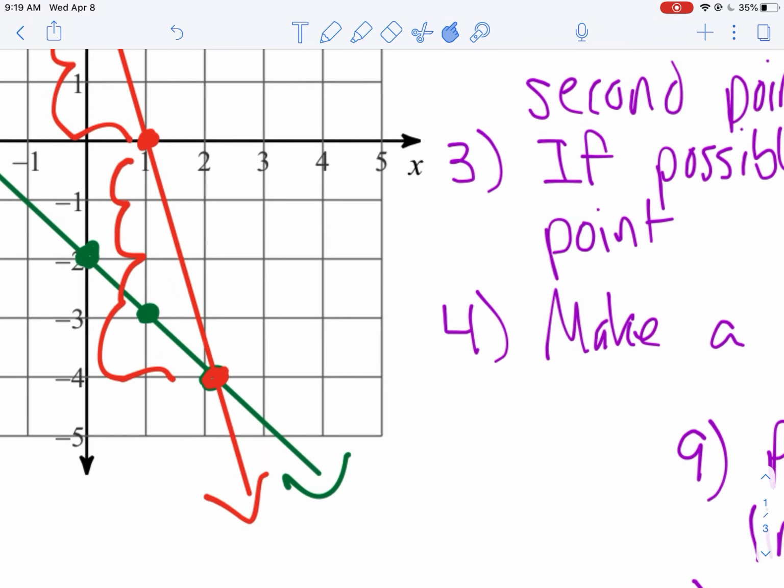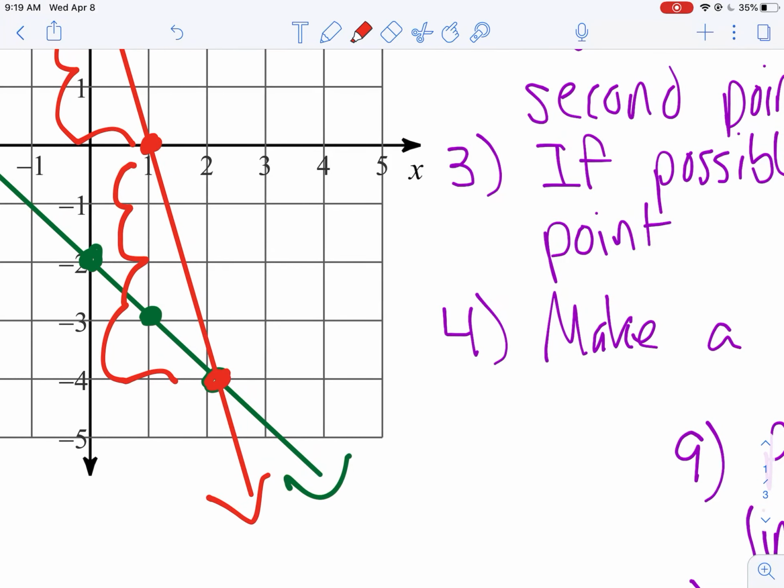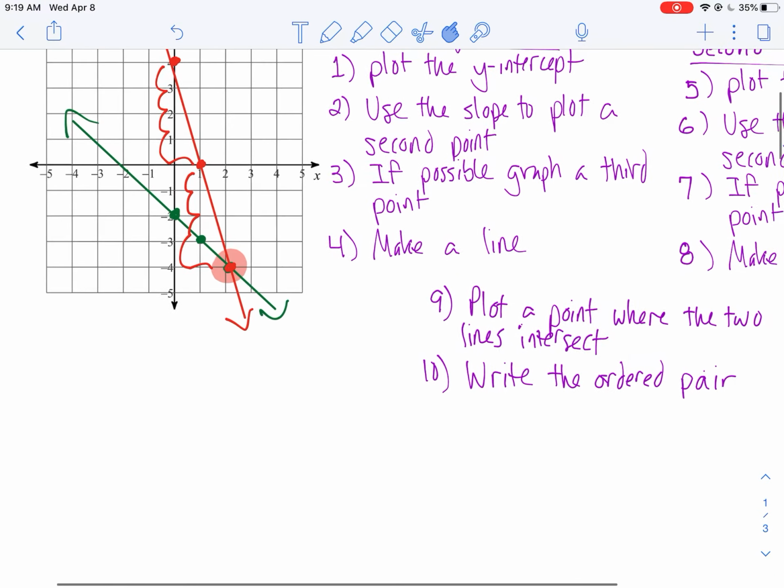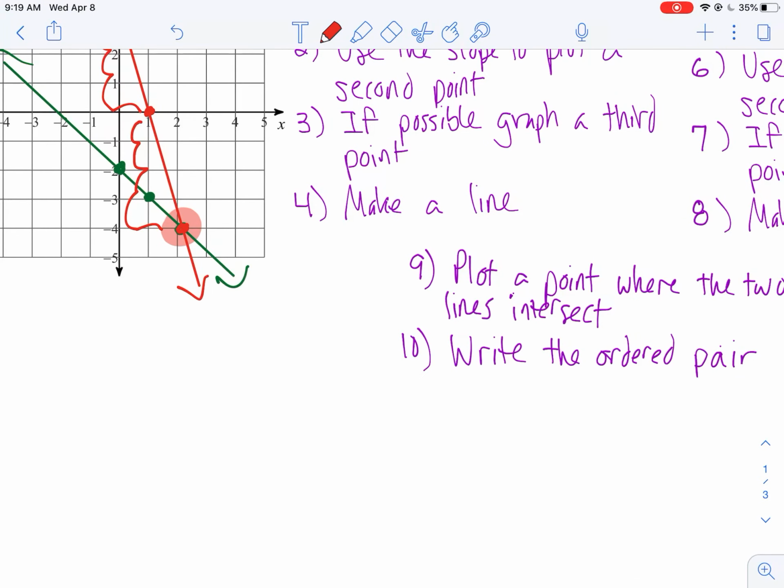My ninth step, plot a point where they intersect. I've already done that. It's right here. I'll even highlight it. There we go. I'm not done, however. A lot of people are just leaving it here. You're not done. Here's why. You have to identify the ordered pair.